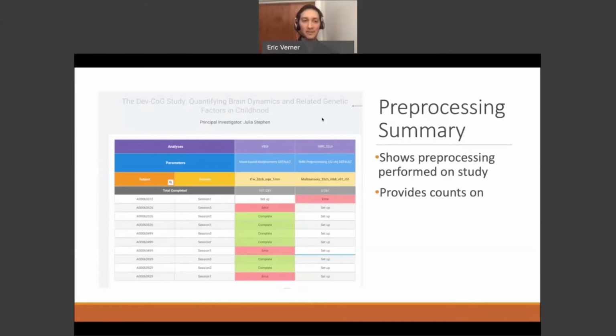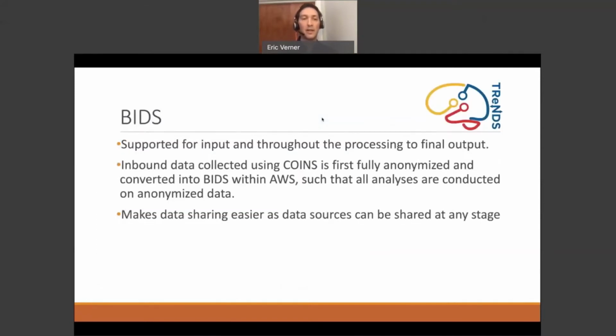So you can see that, say, for the top subject, that analysis has been set up but not run. The next one below had an error, and the one below that was completed. Then you can see the total number of completed, 107 out of 261. We also support BIDS, which is the dominant standard for data set specification for neuroimaging data.